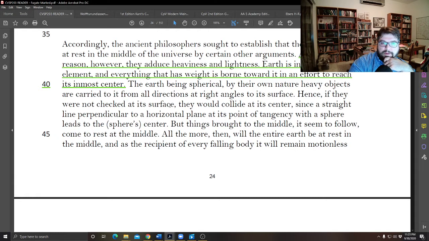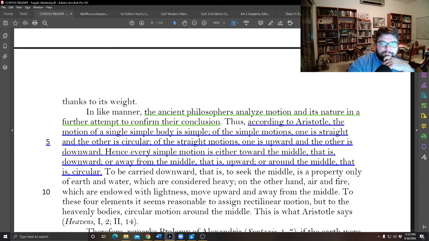Hence, if they are not checked by its surface, they would collide at its center, since a straight line perpendicular to the horizon at its point of tangency with a sphere leads to the sphere's center. But things brought to the middle, it seems to follow, come to rest at the middle. So essentially, Earth tries to move towards the center of the universe. That's why the earth is at the center of the universe, and that's why it is at rest, right? This is the Aristotelian argument. All the more then will the entire earth be at rest in the middle.